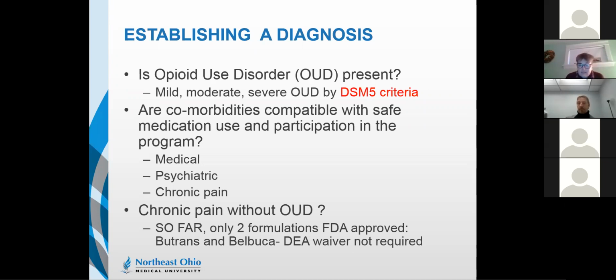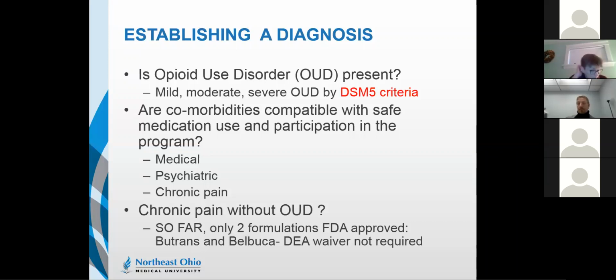Part of our diagnostic process can be identifying from a person's history and their medical records comorbidities. We want to know that those are going to be compatible with medication use and participation in the program, and those can be medical, psychiatric comorbidities or chronic pain.